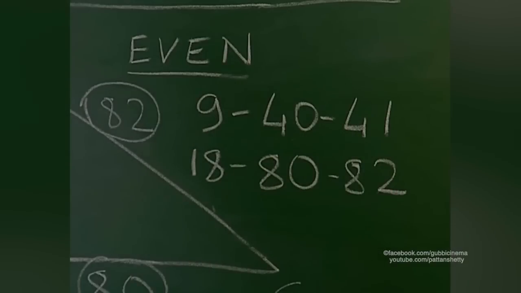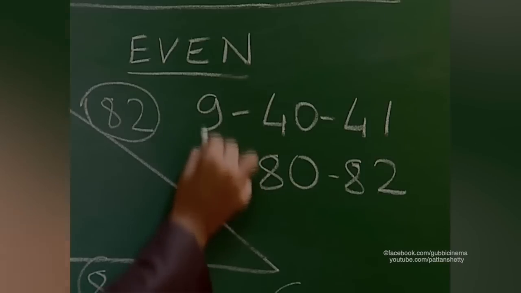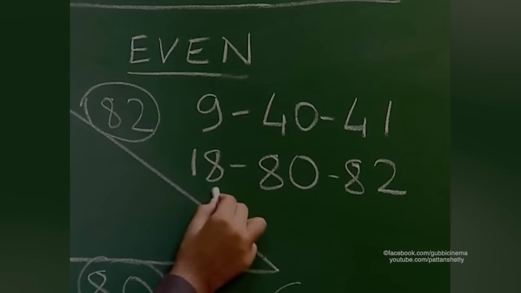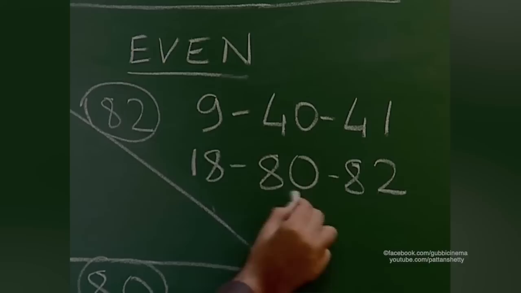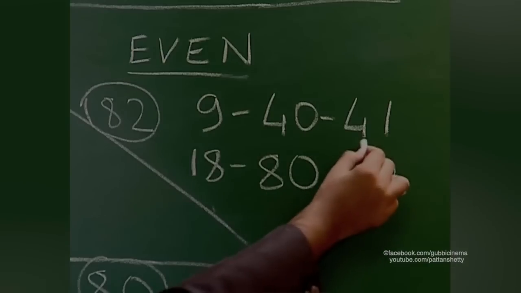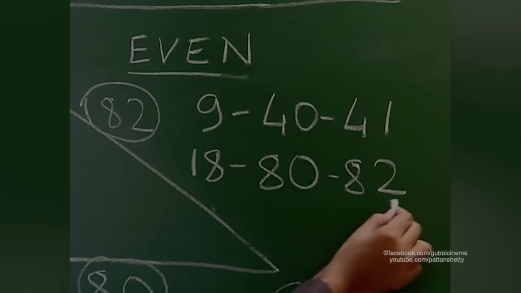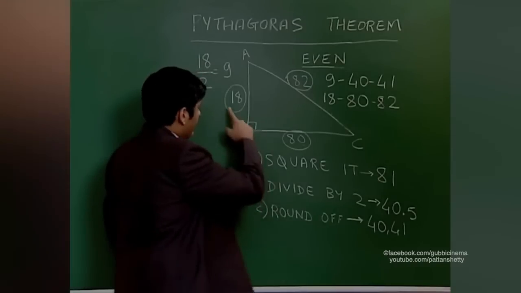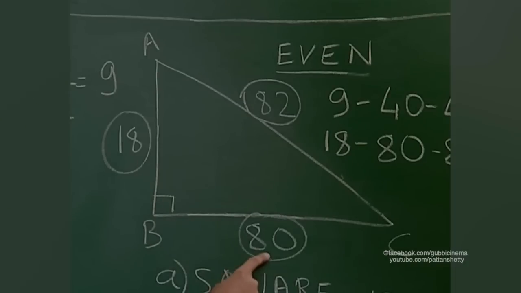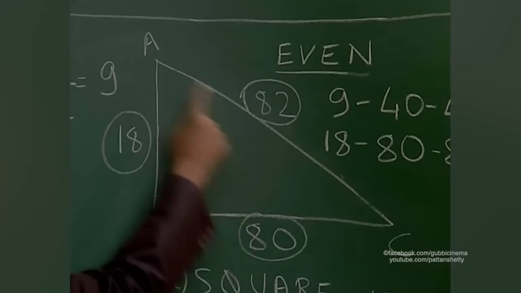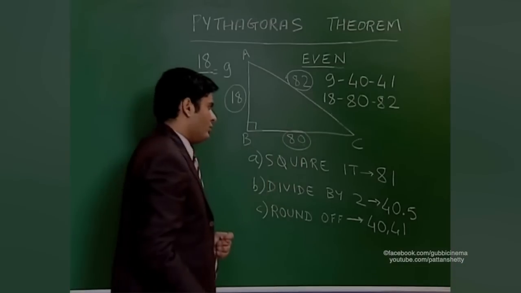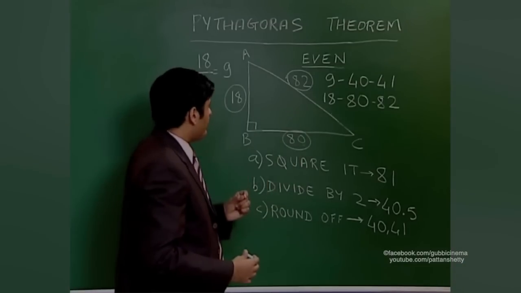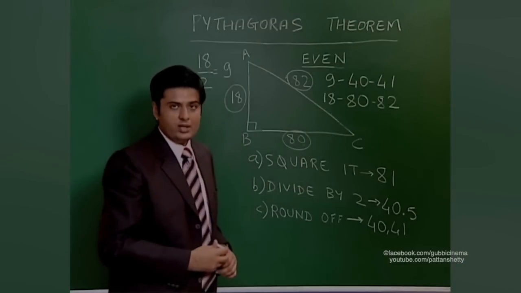But I want to find out when one value was 18. Since I have divided by 2, I am going to multiply by 2. 9 times 2 is 18. So I have 18 over here. 40 times 2 is 80. 41 also I multiply by 2, I get 82. So my triplet becomes 18, 80, and the bigger side becomes the hypotenuse, 82. Thus we have got the triplet with only one side given to us.